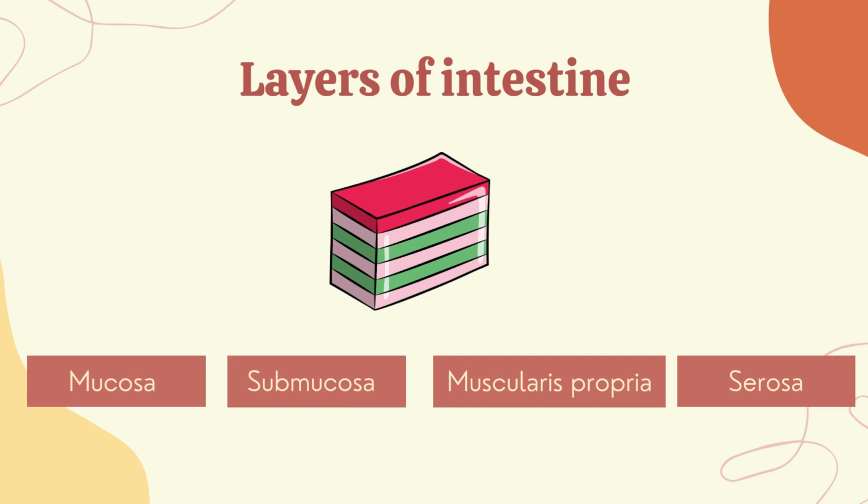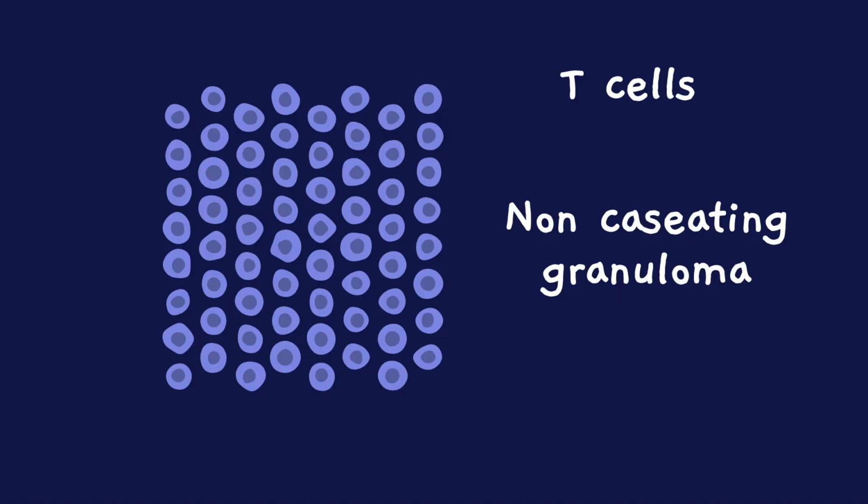Here, the immune system involved is T cells, whereas in ulcerative colitis, we saw that it was P-ANCA. Because the T cells are involved here in Crohn's disease, it forms a granuloma, but it is a non-caseating granuloma. Do you know where a caseating granuloma is formed? It is formed in tuberculosis.